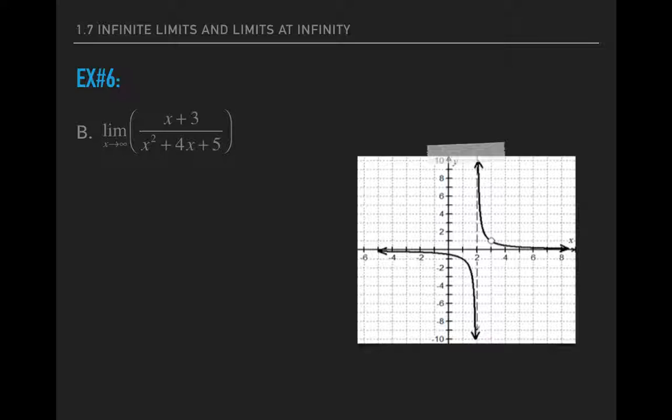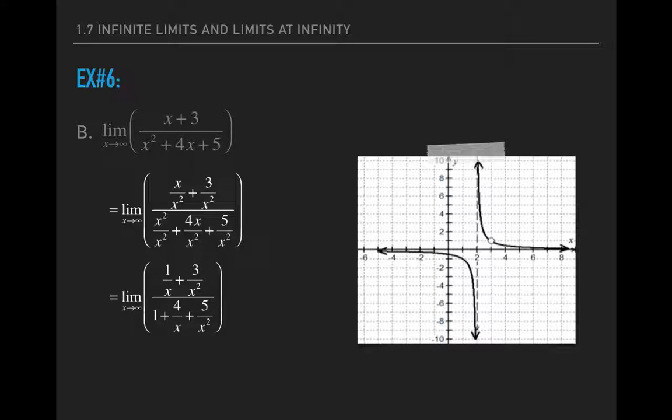Here's another one. Now we're bottom heavy, and we're going to validate why we're able to take shortcuts. So what happens here? We're going to be dividing by x squared, because that is the highest power of x that appears in your denominator. And then we'll simplify, so that'll be 1 over x plus 3 over x squared, all of that divided by 1 plus 4 over x plus 5 over x squared.